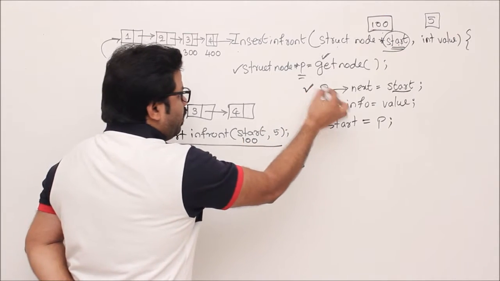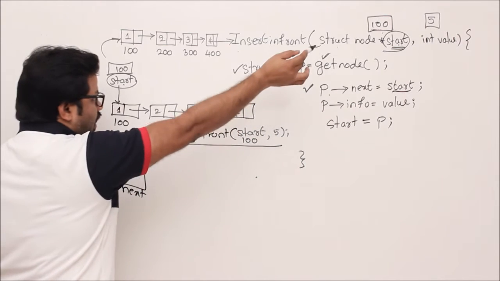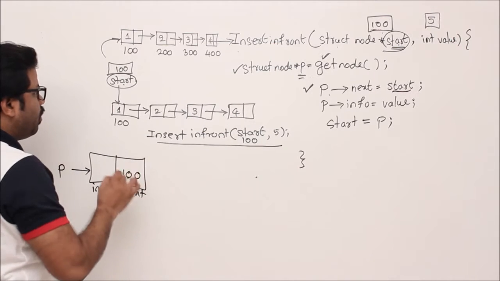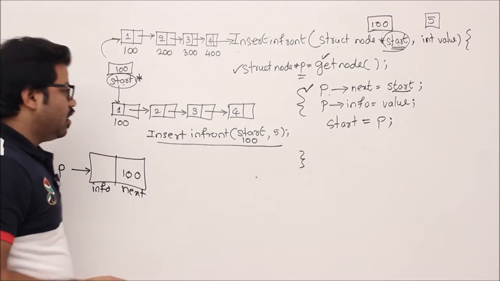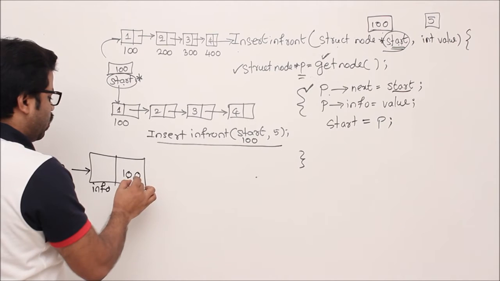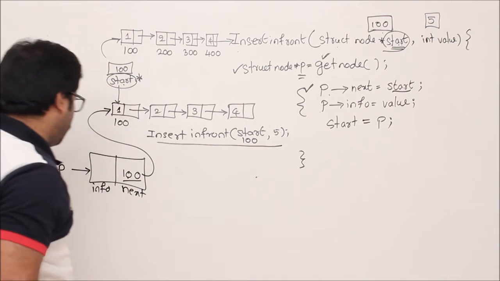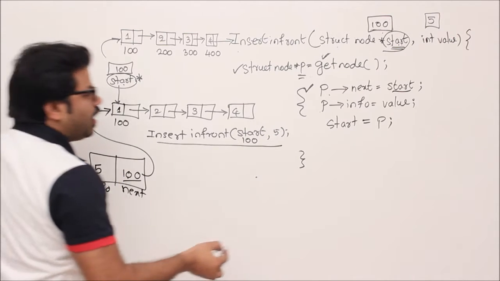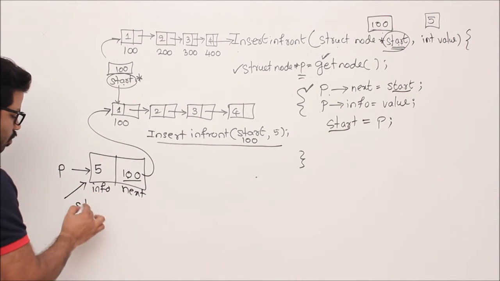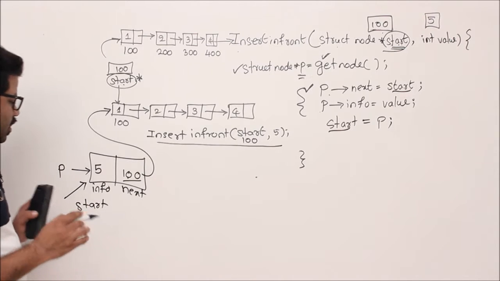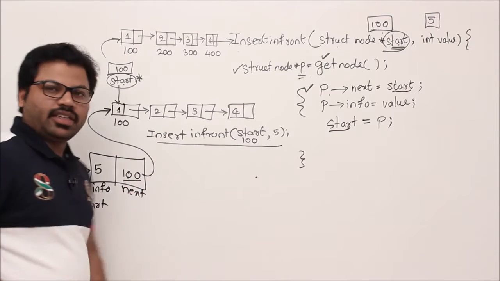This line is completed, right? P cap next equal to start. What is start? Start is nothing but that start, 100. Remember, we are not accessing this variable in this method because we already have a variable start, so use only that start. Then we will be writing 100, because of that it will be linked like this. Then P cap info equal to 5. Then start equal to P. So the local variable start will come to here. Start is pointing here. Now it is pretty good, right? Start is the start of the linked list, and that is linked to other parts of the list, right?